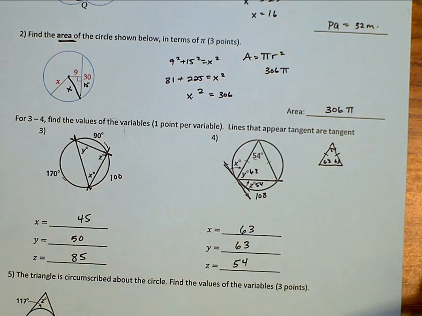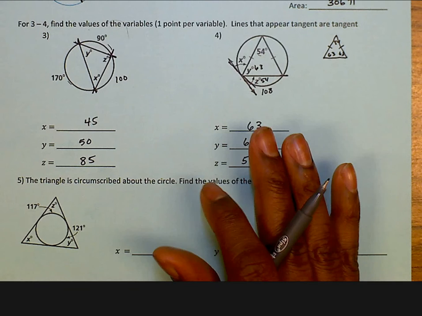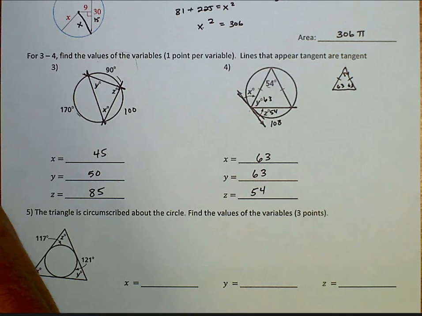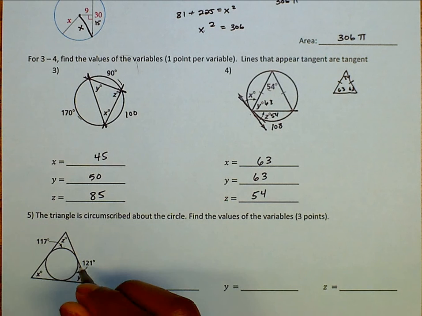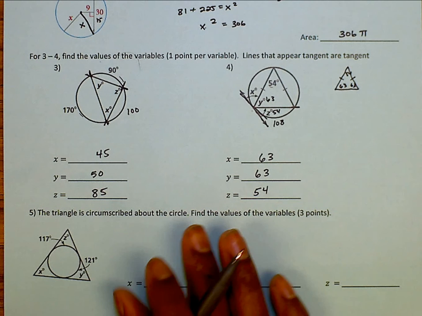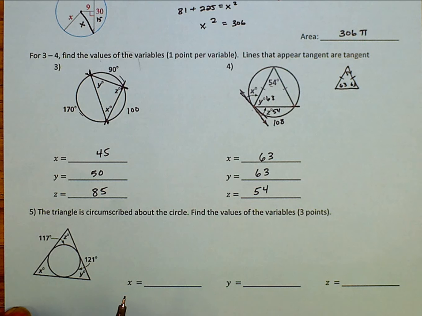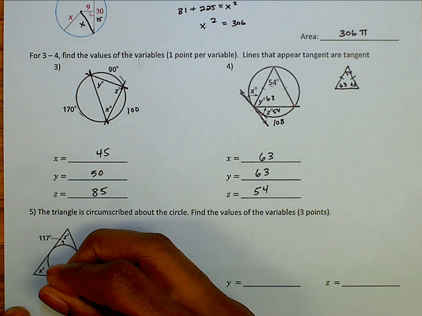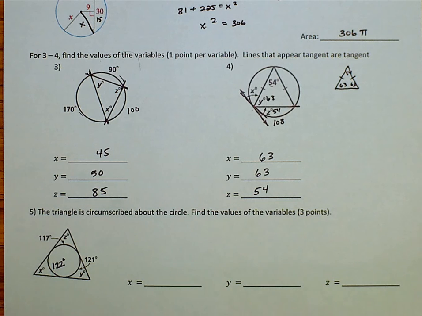Alright, still dealing with inscribed angles here at the bottom. For this, we are given 2 of the arcs. Again, we know that all 3 of the arcs should add up to 360. So add these 2 together, 117 plus 121, subtract from 360, and we get this arc as 122 degrees here.